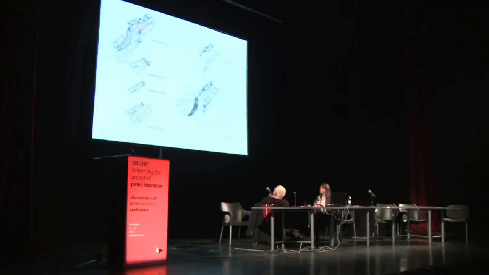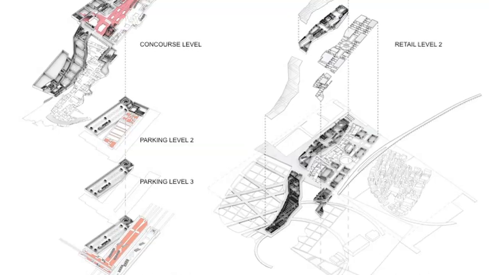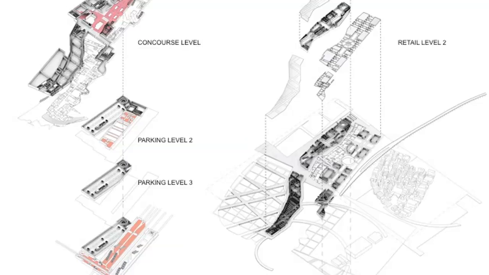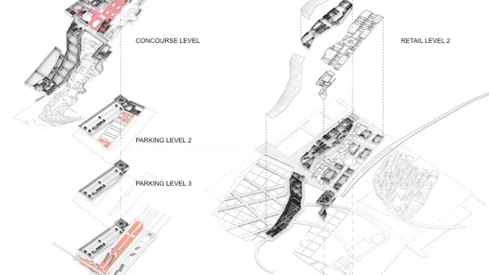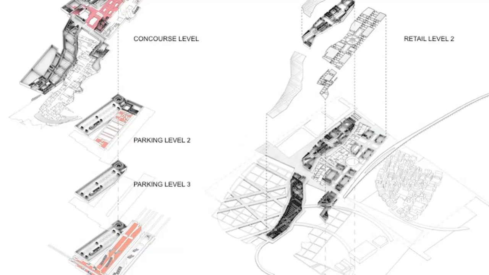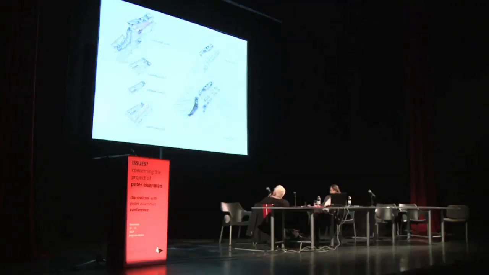Next, please. And here you see an exploded axonometric, which has the platform level, car parking in 3 levels over here, parking level 3, 2, and then you have the concourse level, and above the concourse level you have the plaza level and the retail level, which is several stories of retail. I guess we have now 2 or 3 stories of retail.